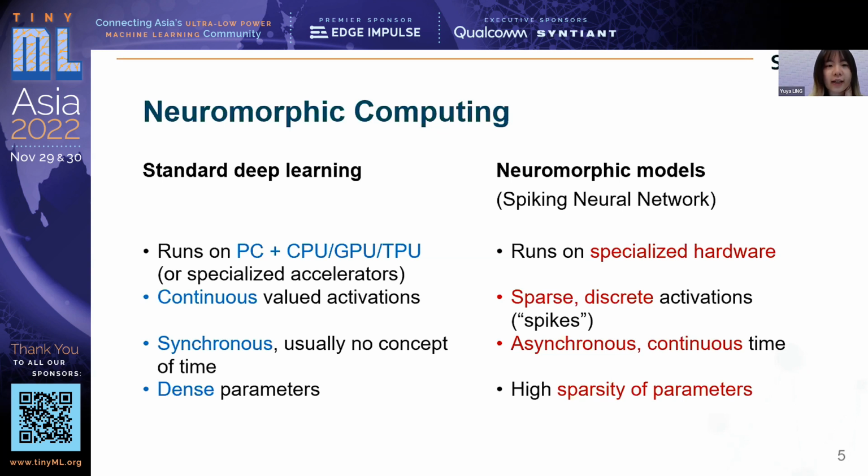Firstly, standard deep learning often runs on a PC plus CPU or GPU accelerators, while SNNs often run on specialized hardware. The SNN receives sparse and discrete input signals, which we call spikes. It can work asynchronously and continuously in time. While standard DNNs often carry dense parameters, we can observe high sparsity of parameter structures in the SNN.